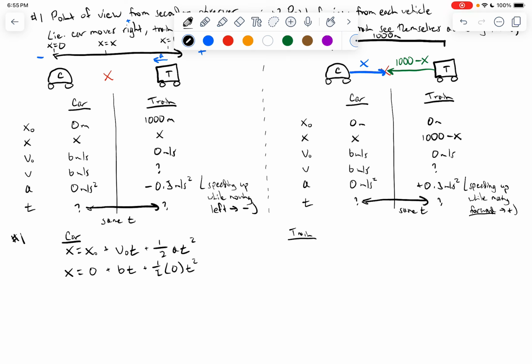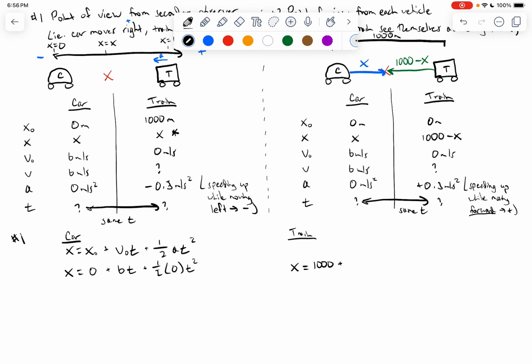Do the same thing for the train, again using the same kinematic equation. Its final position, sorry, should actually be our x, at coordinate point x, but its initial position is our 1,000 meter point.